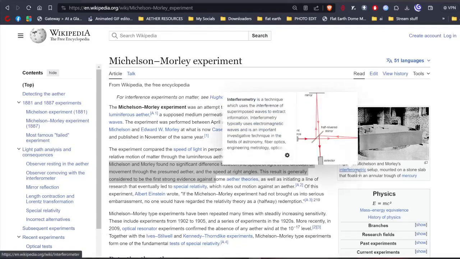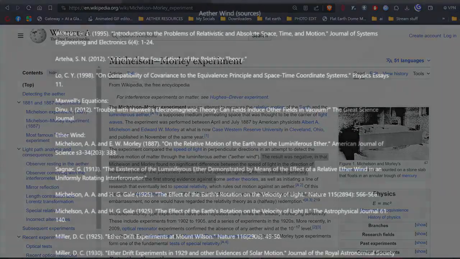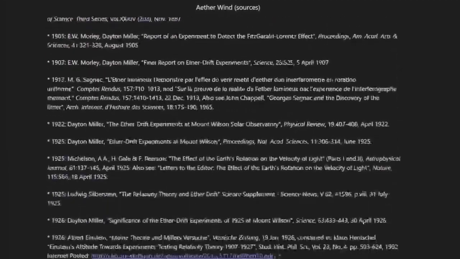Wow. First of all, the title of the paper is The Motion of the Earth Through the Luminiferous Ether. What it was trying to detect was Earth's orbital velocity.